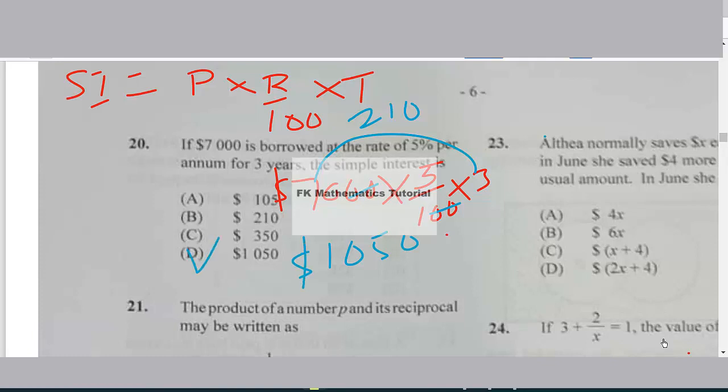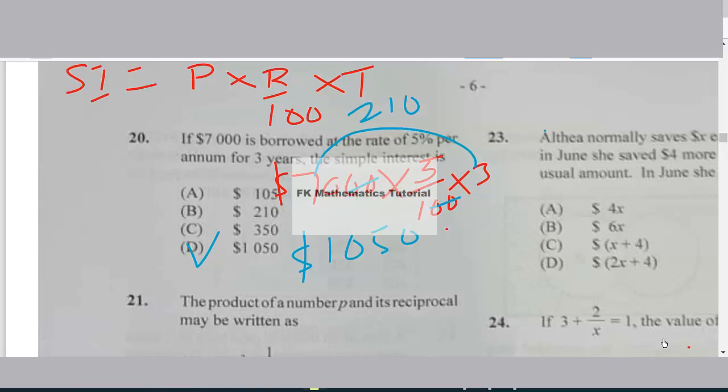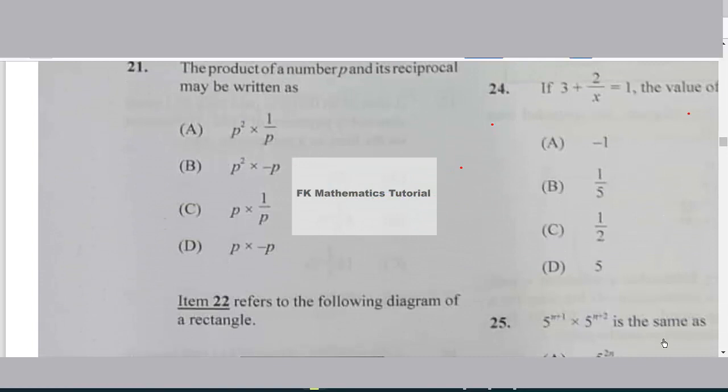The product of a number P and its reciprocal may be written as, so P and the reciprocal of P is 1 over P. So the correct answer is C.